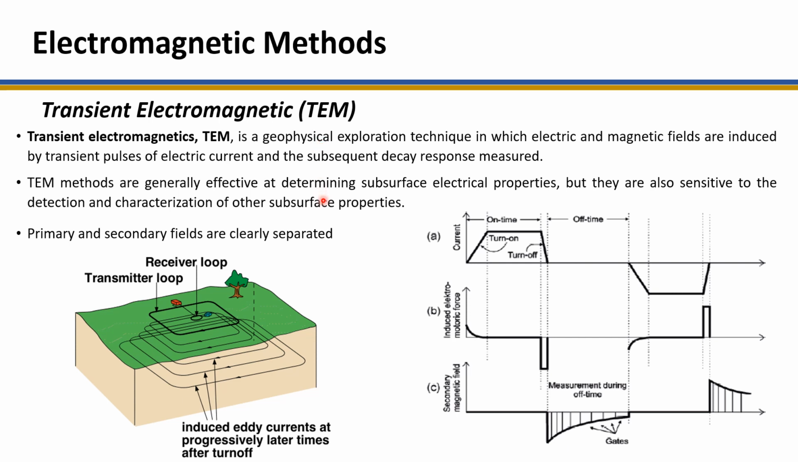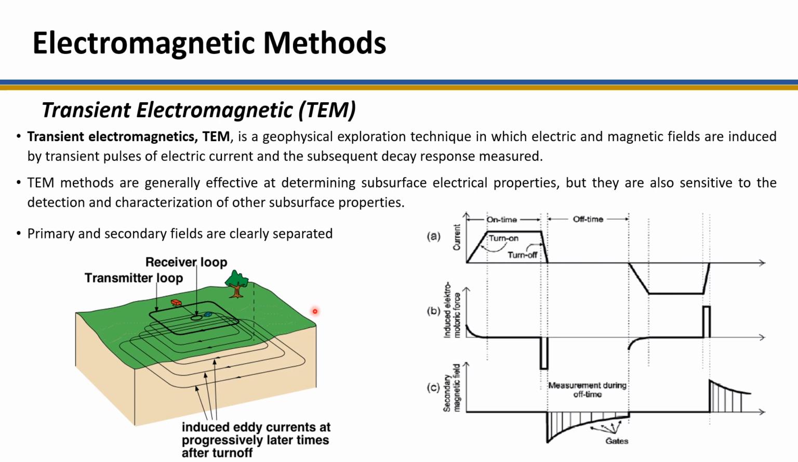Similar to the conventional electromagnetic method, it has a transmitter loop located outside and a receiver loop located inside, meaning that TX has a larger loop than RX. So current will flow in the transmitter loop as shown in graph A, and this will allow the primary electromagnetic field to go above and below the subsurface.